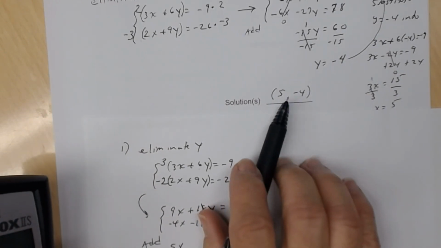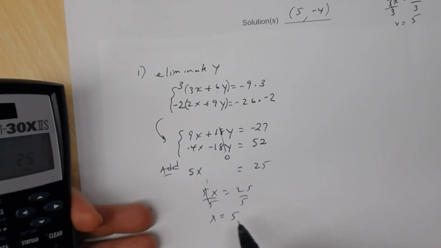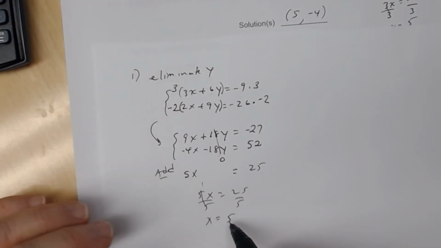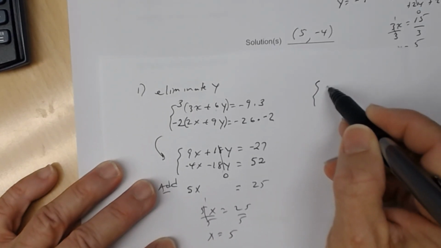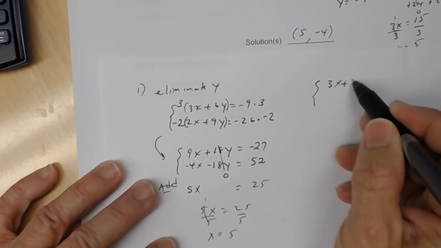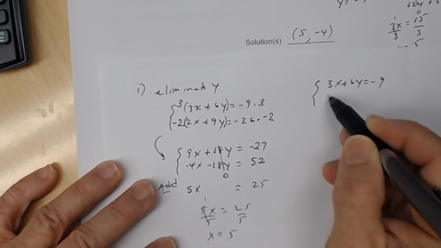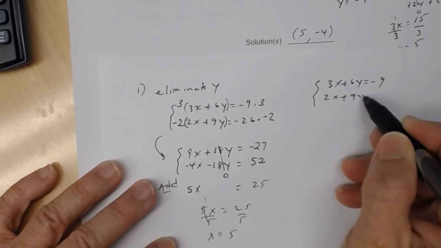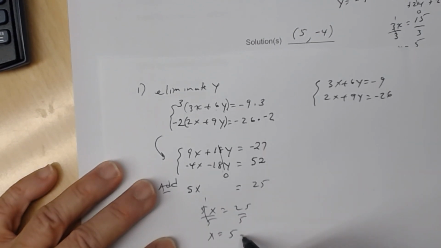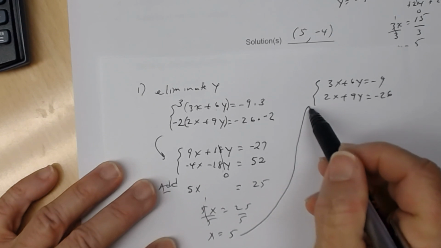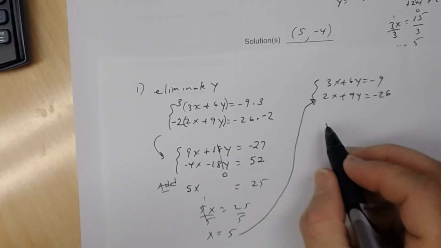And remember, that's what we had for our x value. Now, once we find the x value, we go back to one of the equations of the original. So let me go ahead and write the original problem. All right, so we go back to one of these equations, it doesn't matter which one, and I substitute x. So let's just this time go back to the second one.